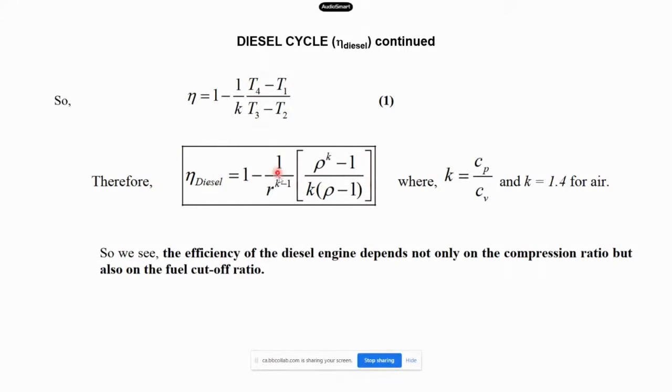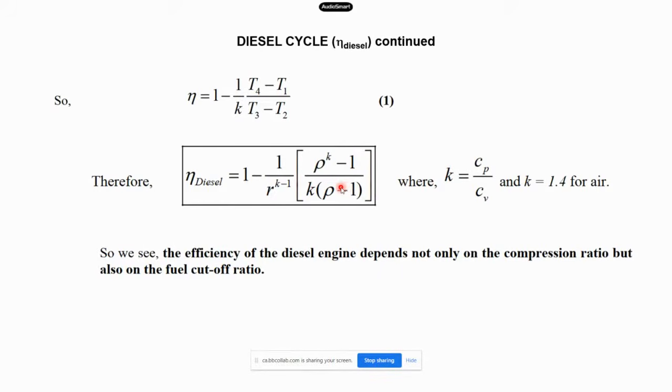It's either you can use this one or you can use that one. It depends on what you have. If we have temperatures, you can use this one. If we have the pressure ratios, you can use this one. So what it says is 1 minus 1 over the compression ratio to the power gamma minus 1, bracket. This is the cutoff ratio to the power gamma minus 1, and then gamma bracket cutoff ratio minus 1.